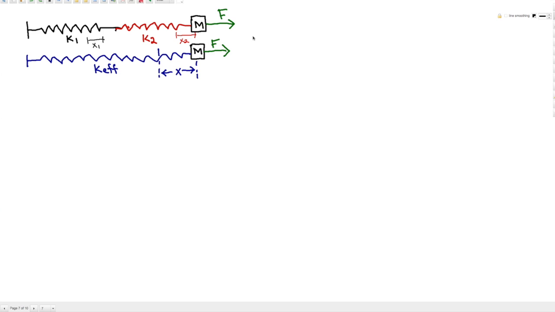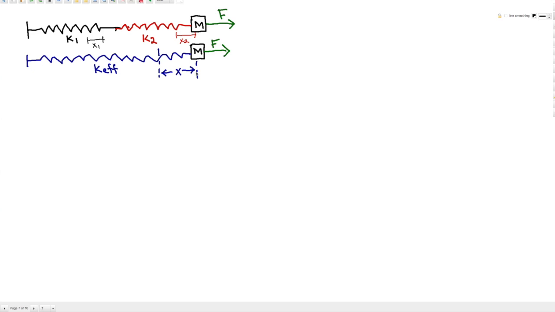Okay. Now the one thing to consider about this top figure is that the applied force will be the same everywhere along the spring. The applied force is F over on this side of the block. It's going to be the same as on this side of the block. It's also going to be the same force that's applied between the springs here. Okay, so keep that in mind.